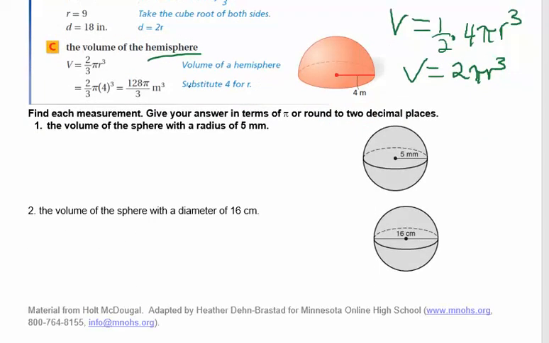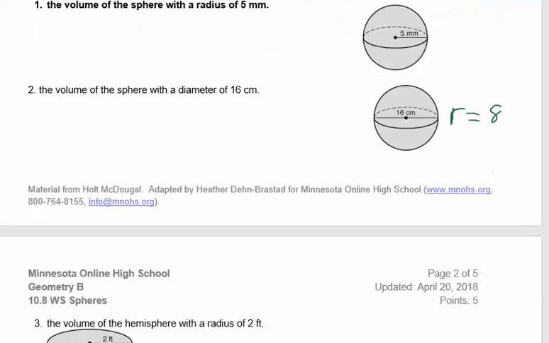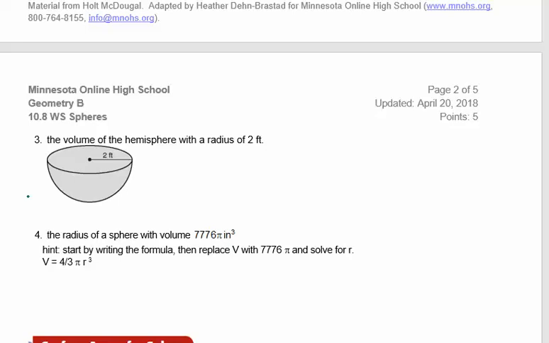In number 1, you're going to take the volume of a sphere with a radius of 5. In number 2, they give you the diameter. So don't forget to find the radius because the formula calls for a radius. If you use 16, you would get an answer that was too big, much too big, because you're cubing the radius. Here's one with a hemisphere. So remember that a hemisphere is half of the volume of a sphere, so you either have to use 2 pi r cubed or just take half of your answer for the volume of a sphere.